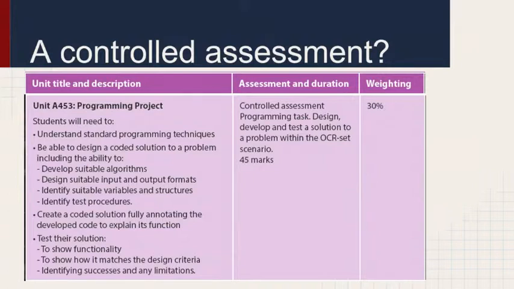To identify suitable variables and structures. Now, variables we've already talked about. They're the boxes in a computer's memory that allow computers to store things. And structures would be things like lists and lists within lists. I don't think we need to do much more than a simple list in any of your assignments. Dictionaries might be useful, but if you don't know how to use a dictionary, stick to simple, stick to lists.